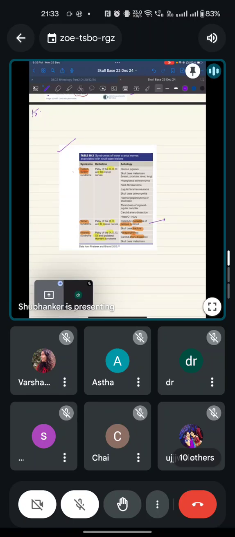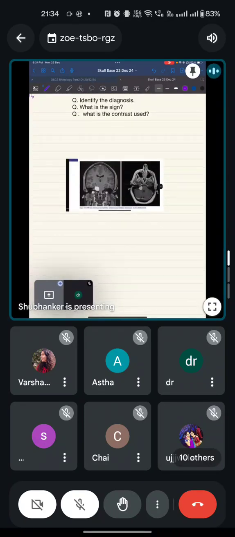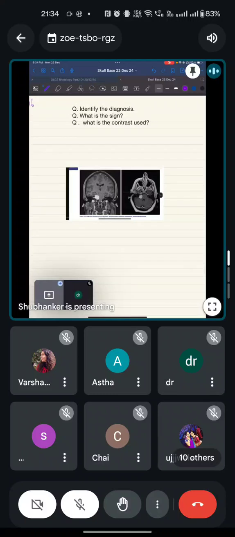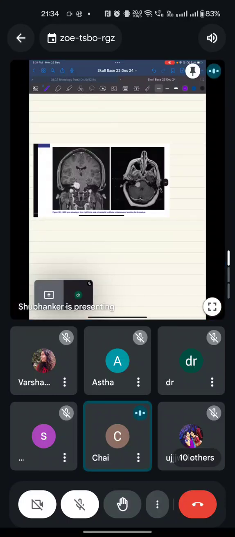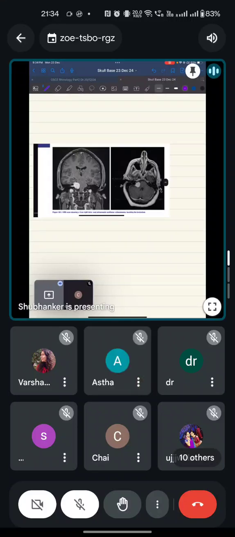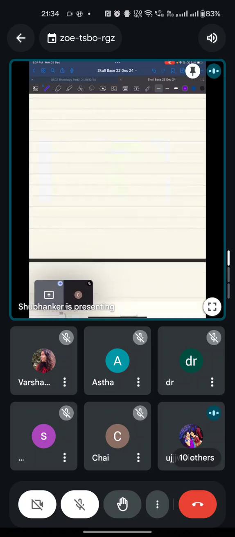Over here you can see both of the above also. Okay, no fun in telling. Already asked question: identify the diagnosis and the sign. What is the contrast? Chalo, can somebody unmute and give an answer? Acoustic neuroma. Yes, the answer is vestibular schwannoma. If you happen to answer it, answer vestibular schwannoma rather than acoustic neuroma. The sign is called the ice cream cone sign. The contrast used is gadolinium contrast.